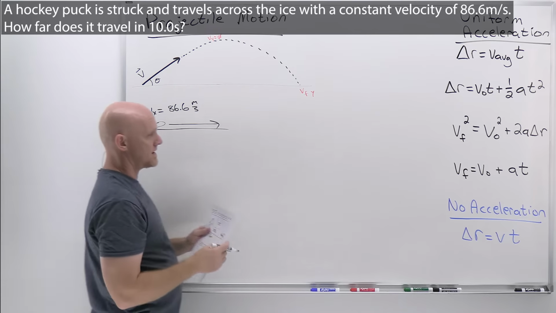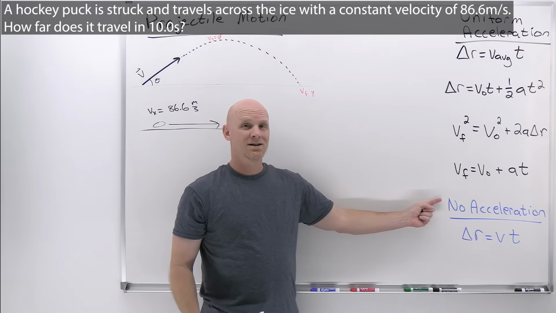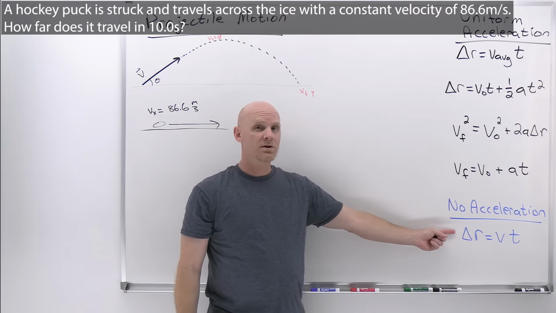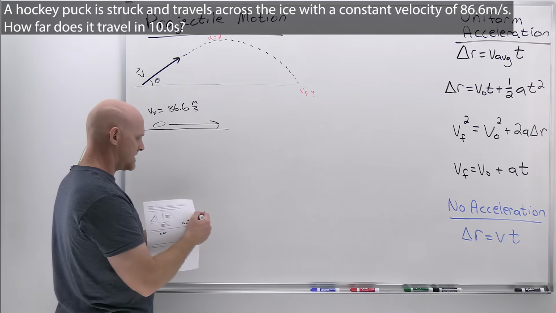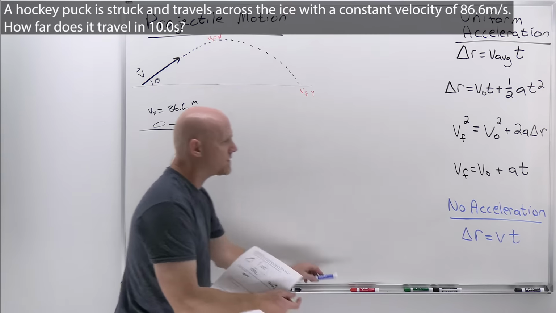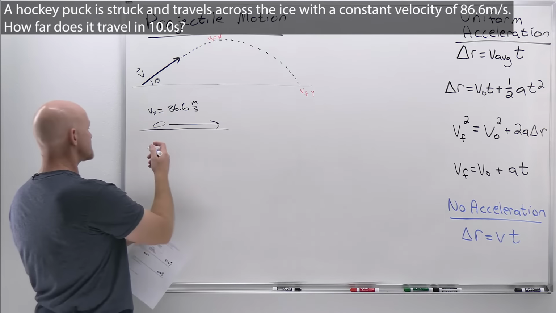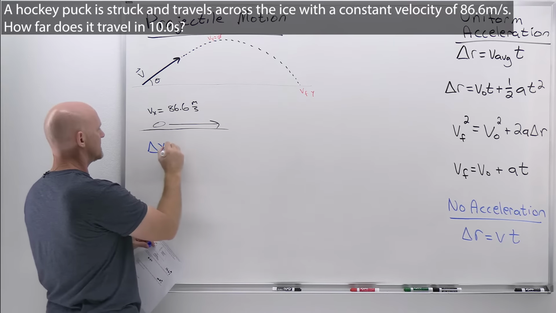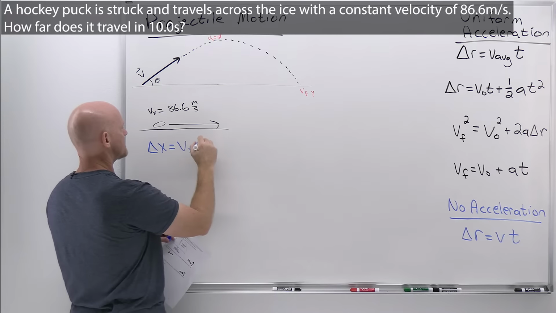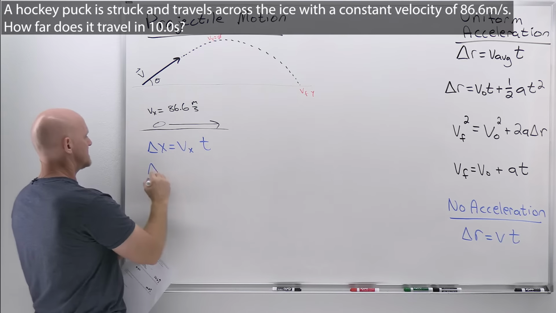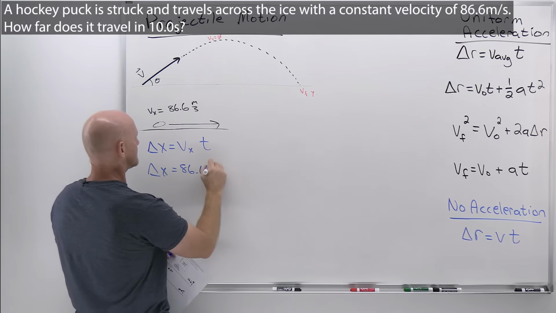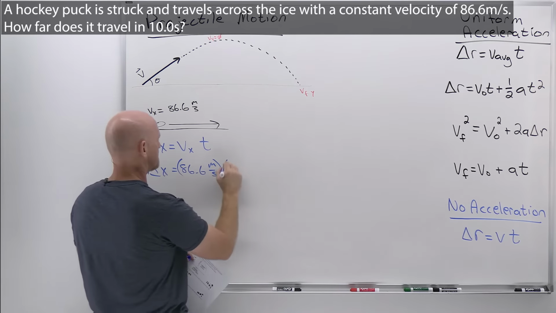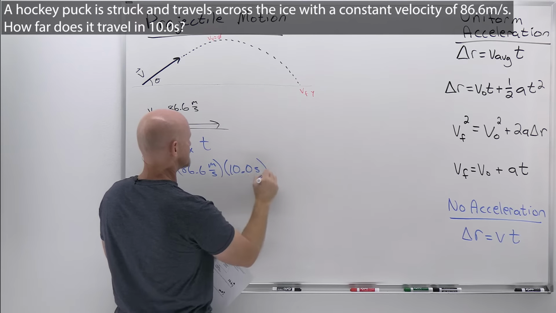Okay, well, again, in this case, we have no acceleration. And so the only way we have calculated the displacement over the course of time is one equation. That's what we're going to use here. And specifically, instead of using delta r, we're going to use just the x component here. I realize, again, it's all x. But it's going to be x component of the velocity times time. And so in this case, that x component of the velocity is all the velocity. So 86.6 meters per second times 10.0 seconds.